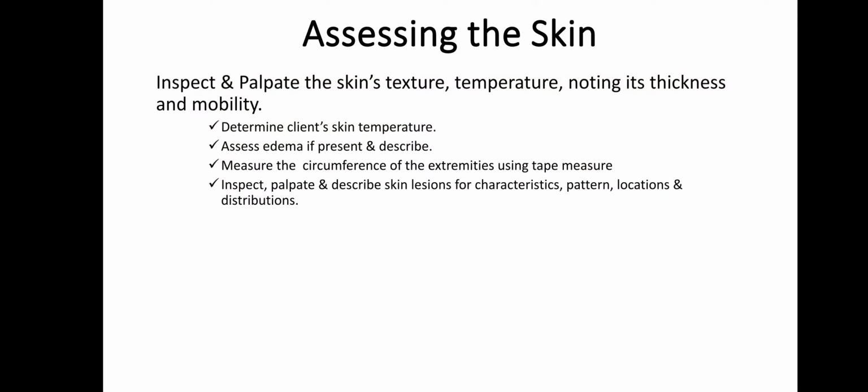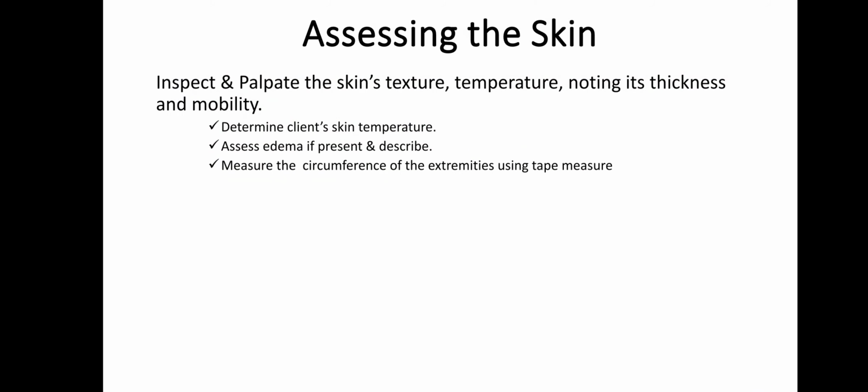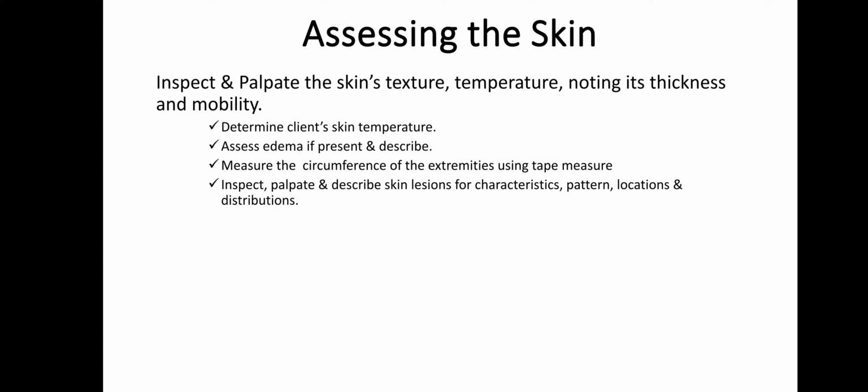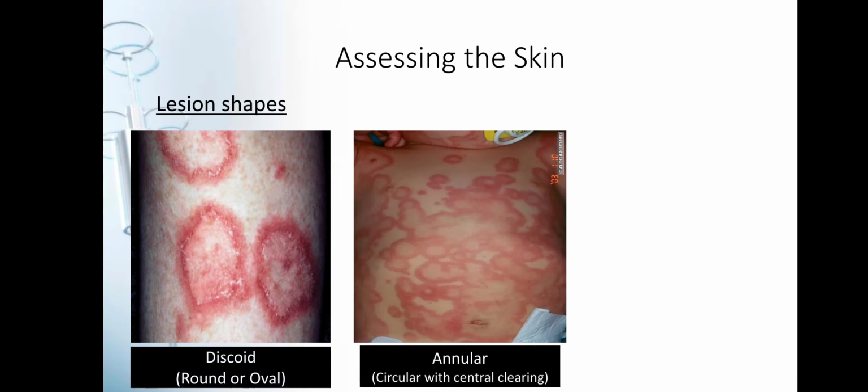Pag sabihin naman natin pitting edema and non-pitting edema, pag pitting edema is nagkakaroon ng indention, makikita nyo, this is a pitting edema. Pero pag hindi siya, walang indention, it is what we call the non-pitting edema. So measure the circumference of the extremities using tape measure, inspect, palpate, and describe skin lesions for characteristics, pattern, location, and distributions if meron. So we have here different lesion shapes.